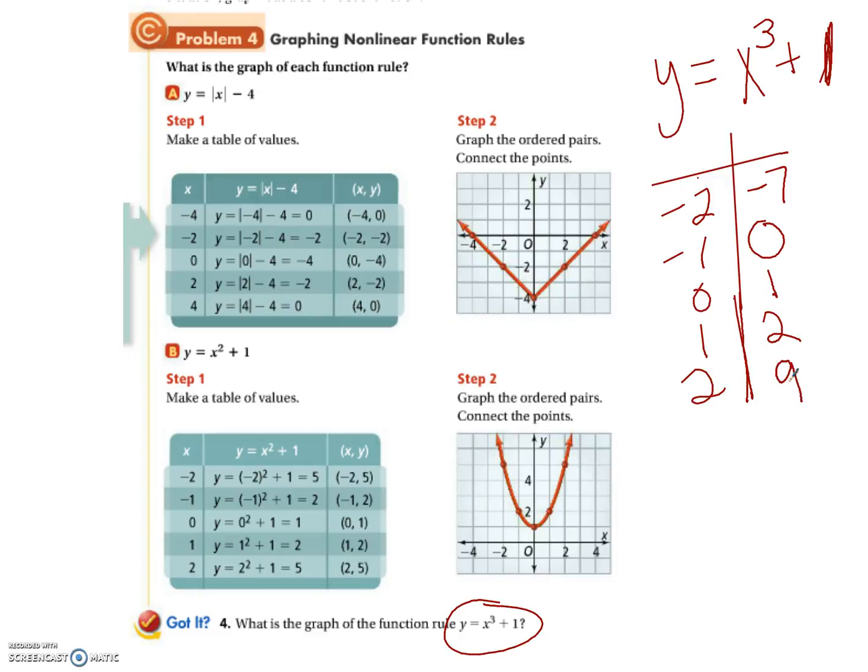So this one's graph is a little different. It's going to go off your graph just a little bit, but do your best. Negative 2, negative 7 is going to be down here. Negative 1, 0 is right here. 0, 1 is here. And then 2, 9 is way up here. This is that one that I told you kind of looks like a chair. It kind of goes like this, because it is cubical. So that is this example.